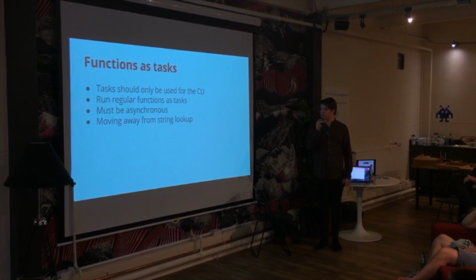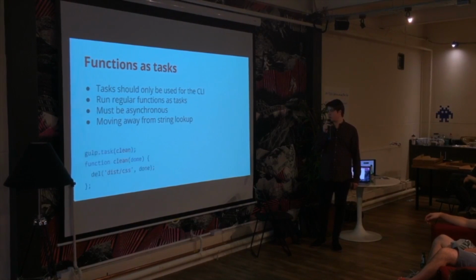So they're moving away from string lookup. There's a lot of debate about it right now as 4 is still being built, but the main argument is for speed. So this is what we'll do now. We'll say Gulp task clean, and then it'll look for a function called clean and run that, as opposed to what we'll do right now, which is this.